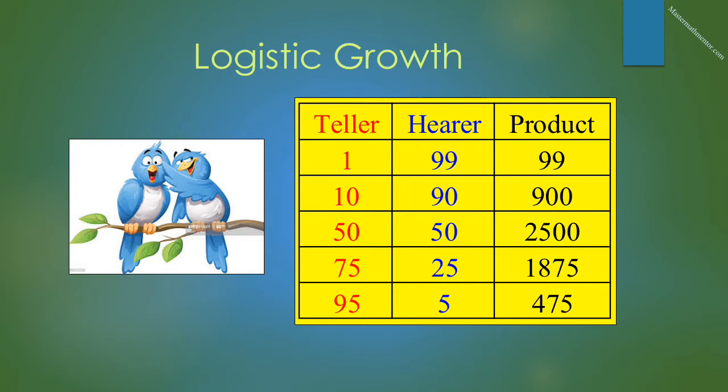As tellers talk to hearers, the hearers now become tellers. So we then move to 10 tellers and maybe 90 hearers. The product is 900. The number of tellers will go up, the number of hearers will go down, and the product will go up. However, as time goes on, there will be more tellers than hearers, and the product goes down. Towards the end of this rumor spreading, there are 95 tellers and the hearers are only 5. So the product is 475.